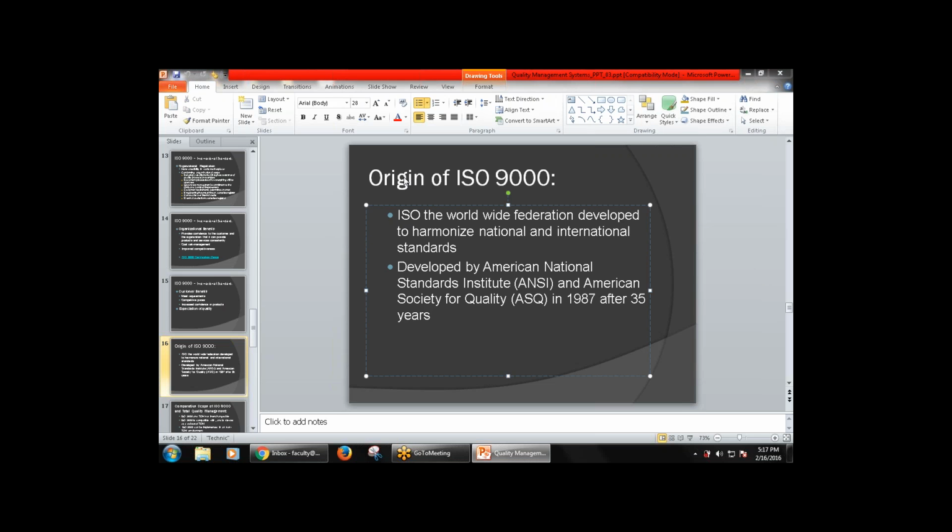So where did the ISO 9000 originate? ISO, the worldwide federation, was developed to harmonize the national and the international standards. That means there are multiple standards, and it is able to harmonize the national and the international standards. That is the ISO, a worldwide federation, available in a worldwide form.